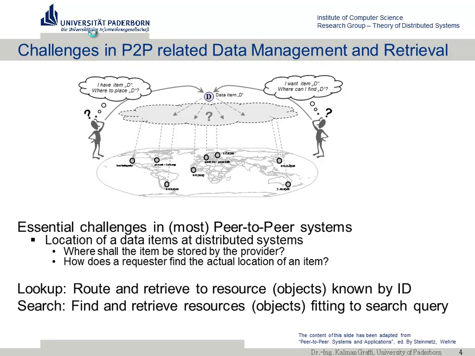And the big functions that are differentiated in P2P networks are, on the one side, a lookup, which assumes that you already know the ID of the document, so you know exactly the identifier of it, and then you want to find that specific object in the network. That's, for example, similar to a URL. If you know the URL, you want to have the specific site.